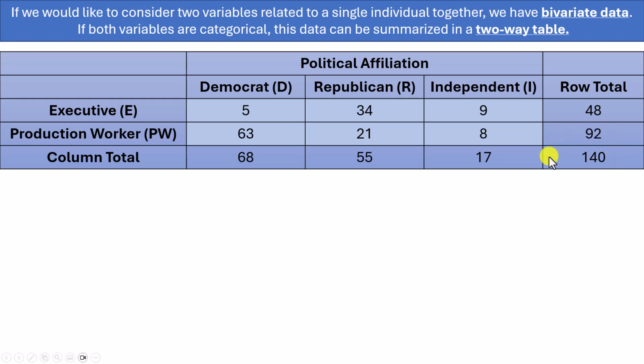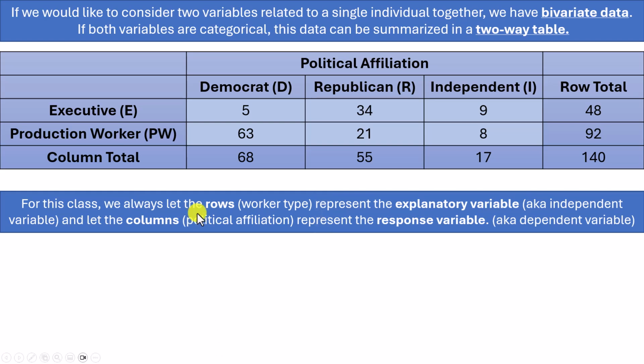Finally, the grand total is 140, which represents the total number of individuals in our sample. You can find this value by adding the 2 numbers right above them, 92 plus 48, or by adding 17, 55, and 68 together.